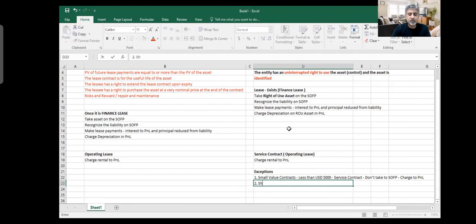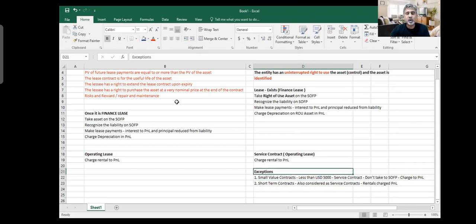And the second is short-term contracts. Short-term contracts are also considered as service contracts, rentals, charged to P&L, which means that these two categories you can consider as your operating lease. Remember the last one, IAS 17 operating lease? So these are the two exceptions. Short-term contract means less than 1 year. So you have a contract for 6 months or 8 months. In any case, even if you take it to the balance sheet, it will be depreciated within 1 year. So why do you take it to the balance sheet?